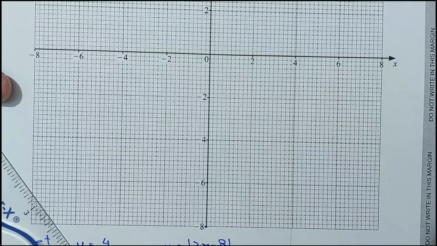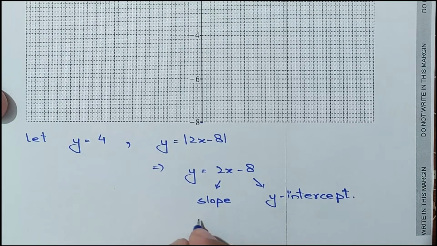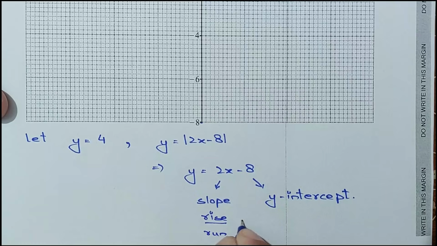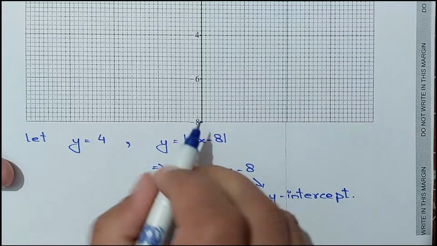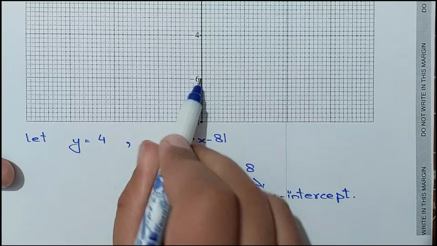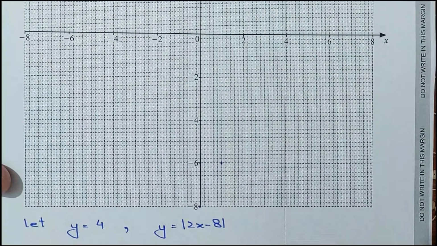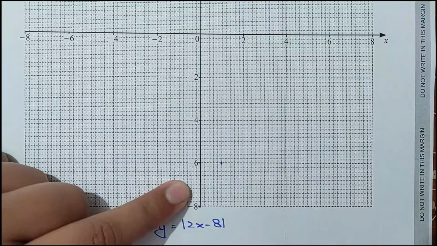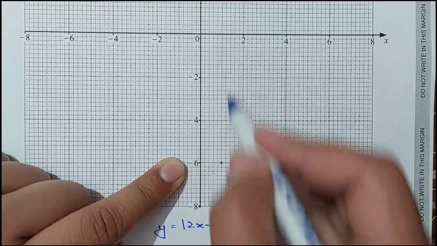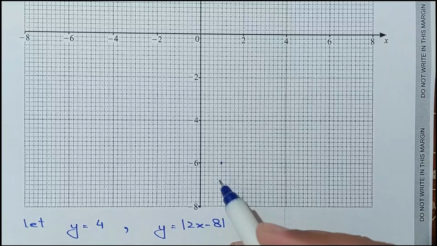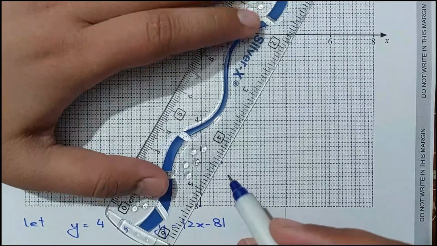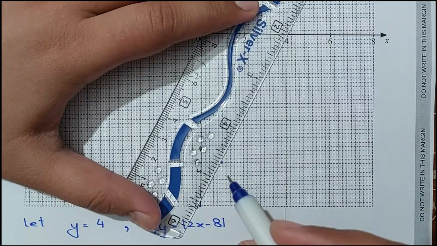The slope is 2. 2 means rise over 1. So this is 2 by 1. Rise is 2 units and the run is 1 unit. So when we rise 2 units, we are at this point, and when we run 1 unit, we are at this point. You can see we rise 2 units, from -8 to -7, and then -6, and the run is 1 unit. So these are the 2 points. Let me draw the straight line.